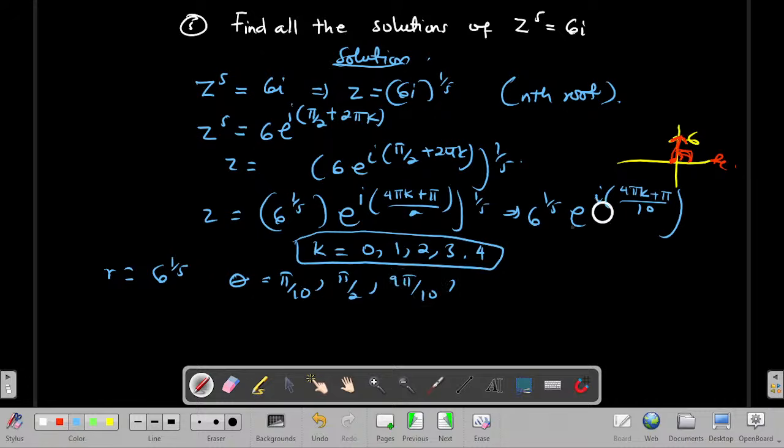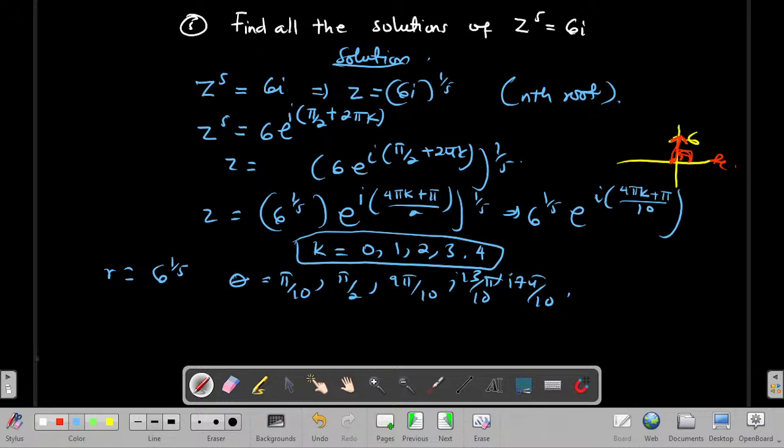Then when it is 3, I'll have 12 pi on 10, and I'll have 13 pi on 10. When it is 4, 16 pi on 10, 17 pi on 10. Then that is all. So this is how you find the r and the respective argument. You can find all the 5 possible values. As simple as that.